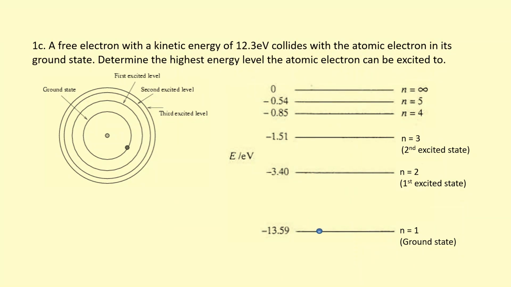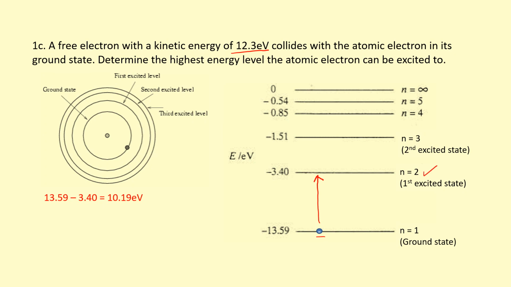Okay, a free electron with a kinetic energy of 12.3 electron volts collides with this atomic electron in its ground state. Determine the highest energy level the atomic electron can be excited to. Okay, so it's got 12.3 electron volts. So if you want to go to the first energy level here, it will need to absorb 13.59 minus 3.4. So it'll need 10.19 electron volts. And the free electron does have that much energy, so we can go to n equals 2.